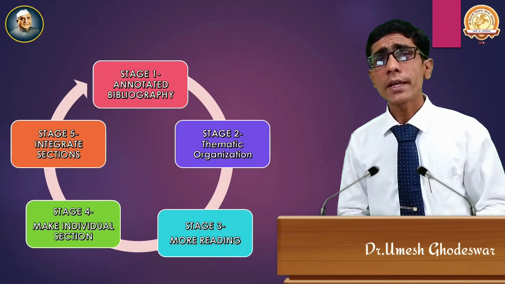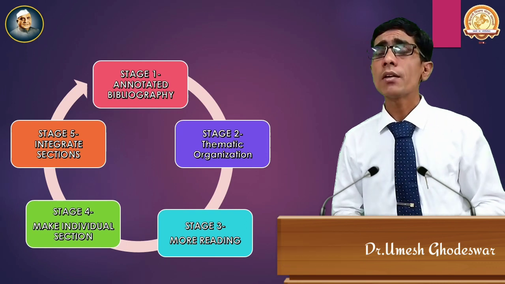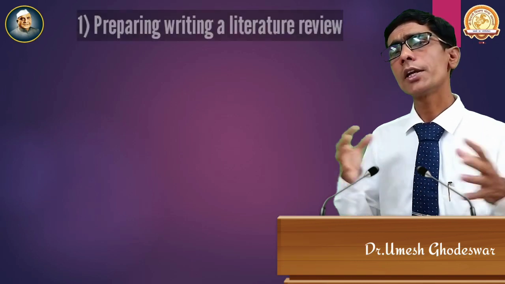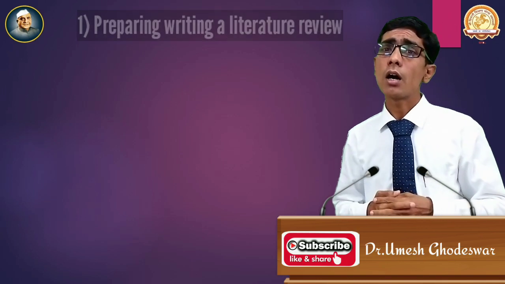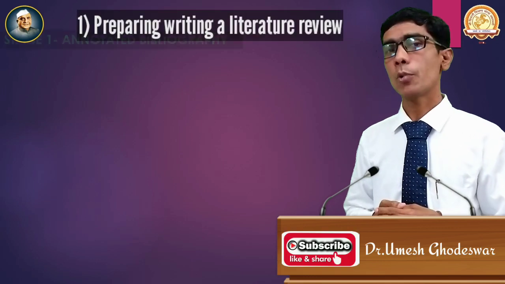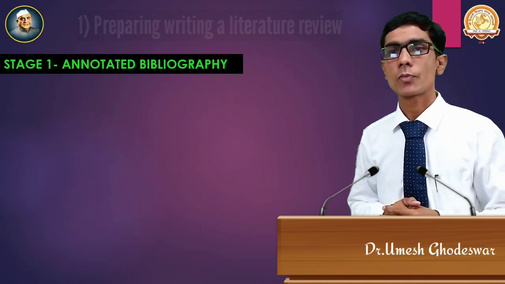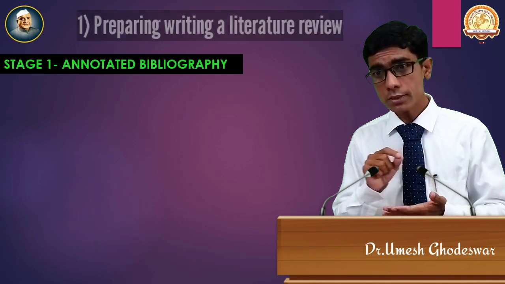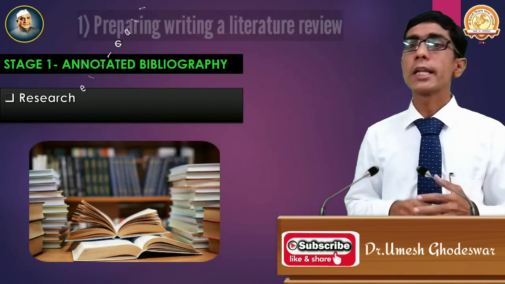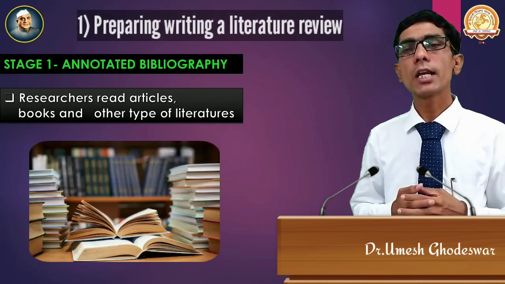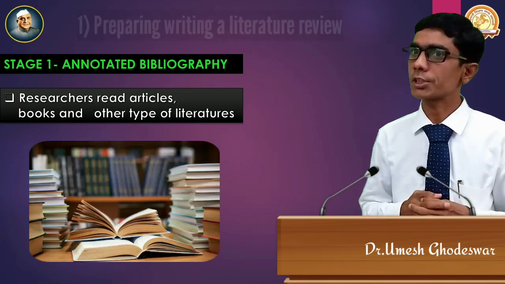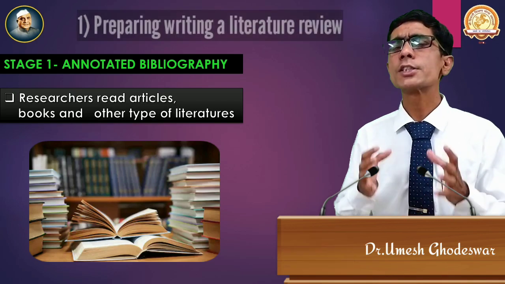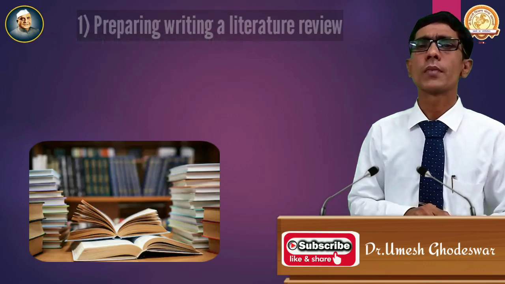Steps for writing a literature review. There are five stages in the steps for writing a literature review. The first stage is the annotated bibliography, an important stage. At this stage, the researcher reads articles, books, and any other types of literature related to the topic of research, and writes a brief critical synopsis of each.